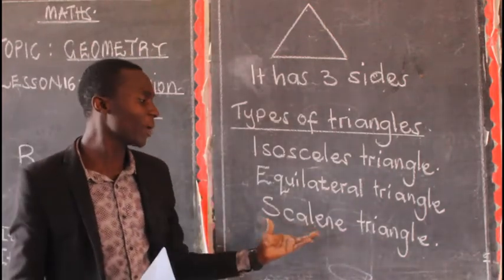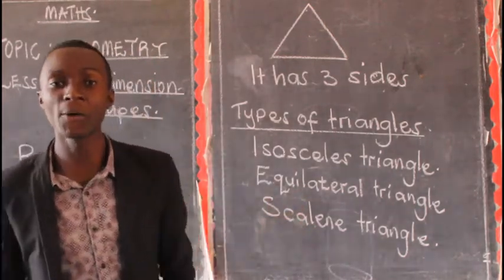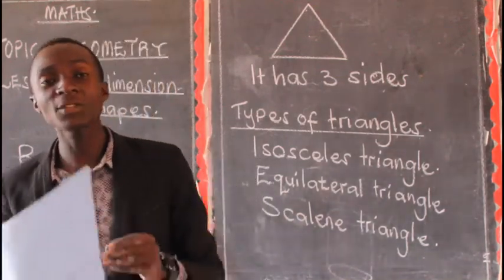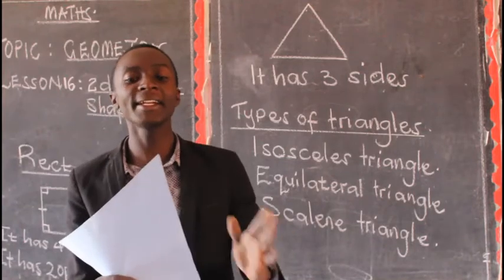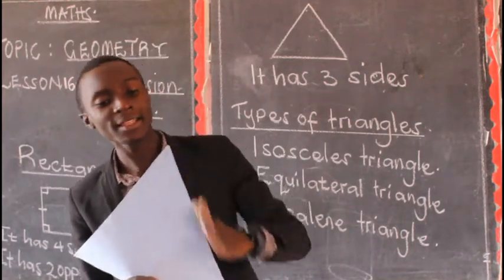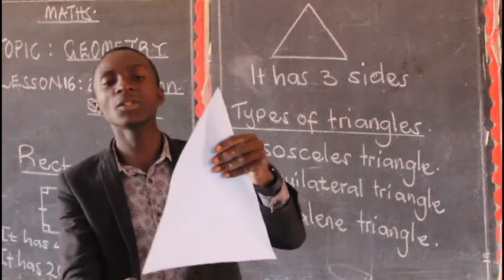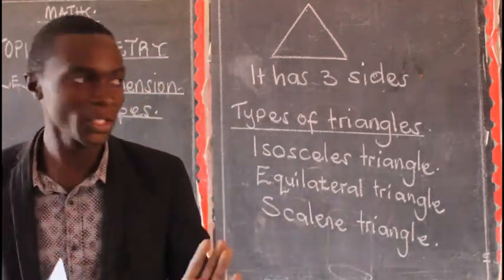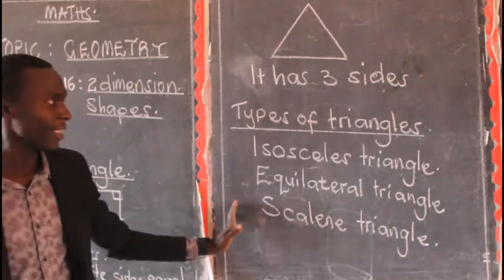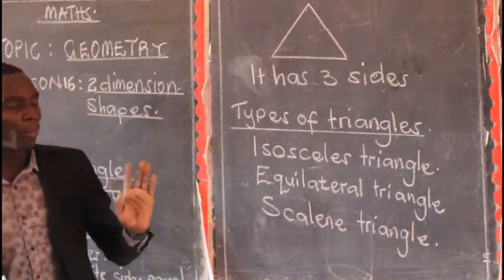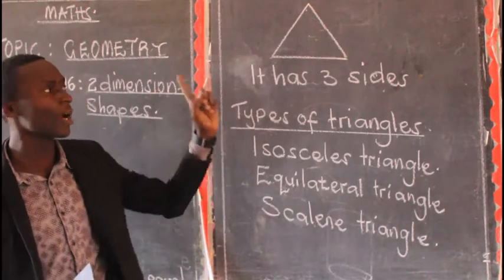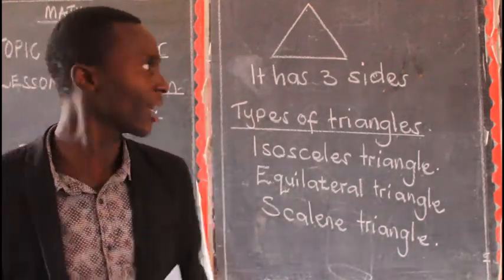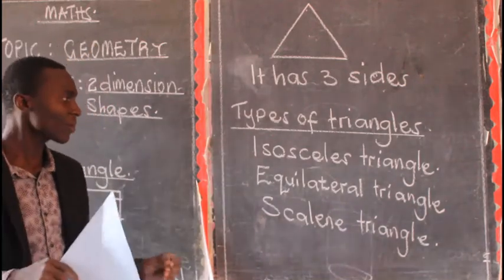Another type of triangle we do have is what we call a scalene triangle. A scalene triangle is that triangle whereby no side is equal to another. This side is not equal to this one, and it is not equal to this one. Each side is having its different measure, and that is a scalene triangle. So the point that we should take here is that a triangle is made up of 3 sides.